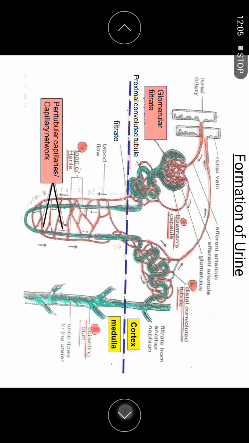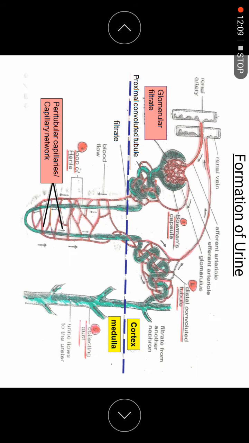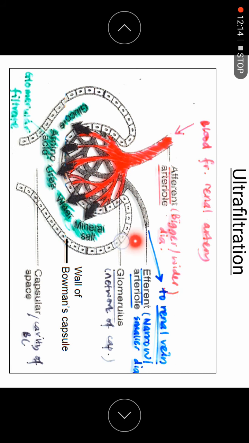Now, how is it formed? The first process, ultrafiltration. So we zoom from here to this one. When the blood from the renal artery enters, of course the high pressure will make everything go out. You see the black color arrow? You have glucose, amino acid, urea, water, and minerals. All these will be filtered inside the Bowman capsule.